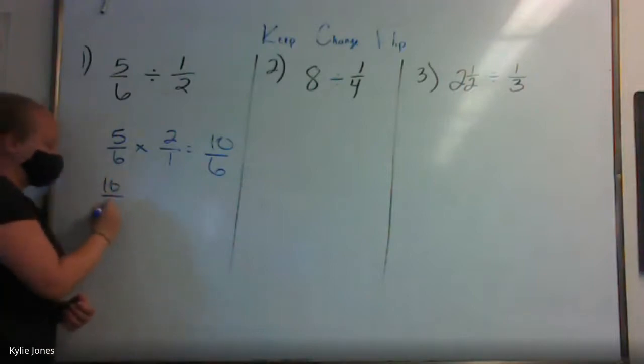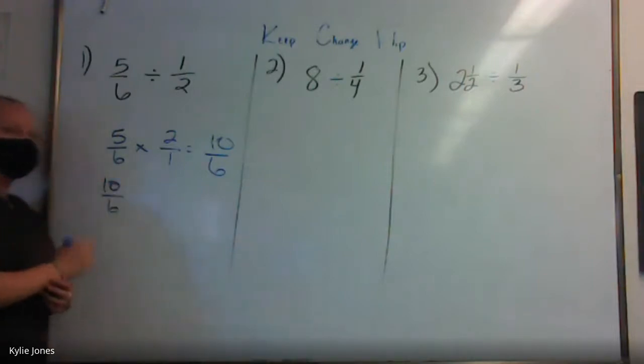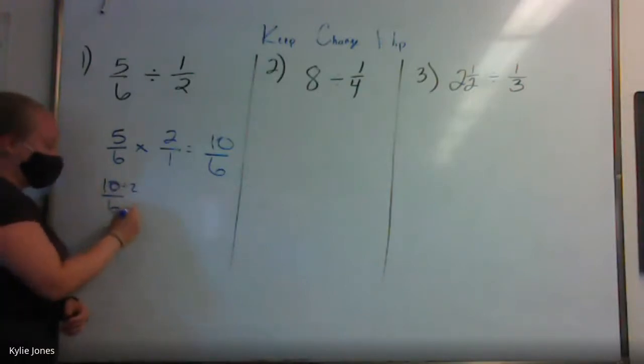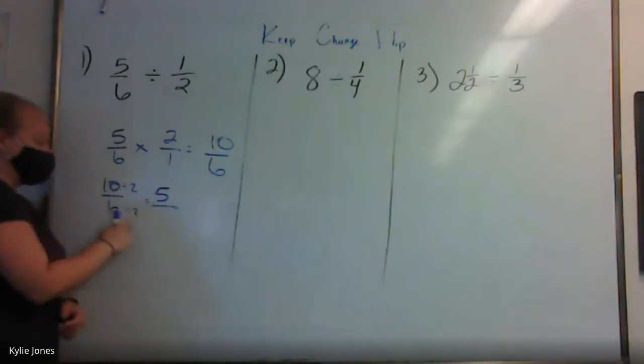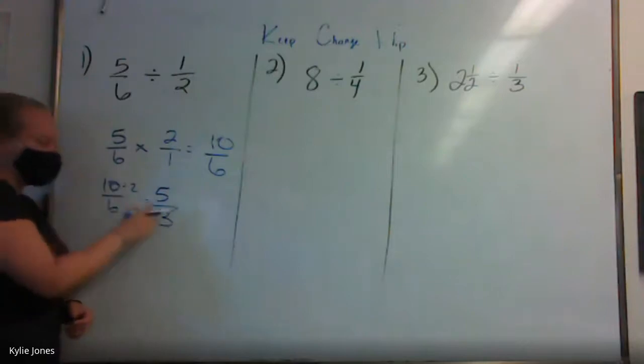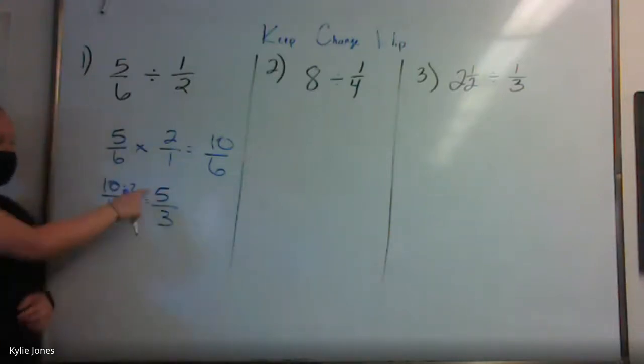What numbers go into 10 and 6? 2 goes into both. So let's simplify first. 10 divided by 2 is 5. What is 6 divided by 2? 3. Can I simplify that any further? No. So now we have an improper fraction.